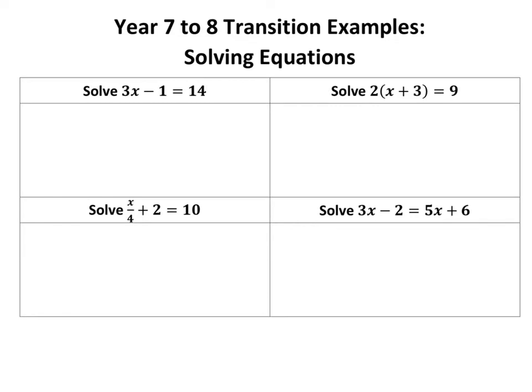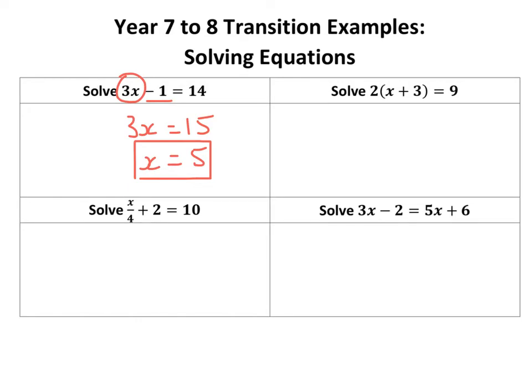So essentially, if you look here, 3x take away 1 makes 14. So therefore, what number take away 1 makes 14? I get rid of this negative 1. I'm going to add 1 to both sides. So I get 3x equals 15. 3 lots of something's 15. I'm going to divide both sides by 3. Remember, you have to divide both sides by 3. That's the balancing bit to keep both sides equal. And so you get x equals 5.